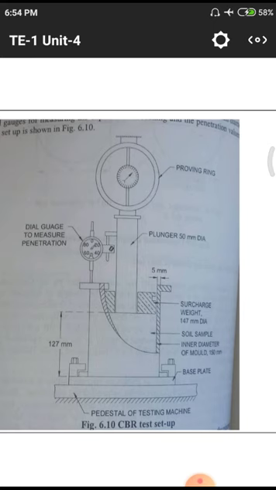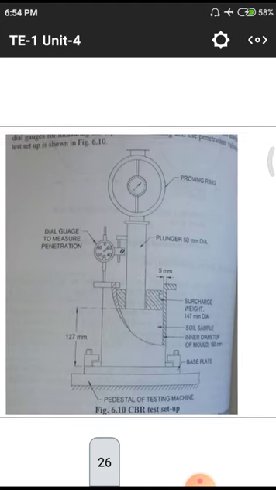After that we need to collect the values as the load is increasing. After each increment of load, what is the value in the dial gauges and what is the penetration of the particular soil, all those things we need to measure. Simply the increment of load and penetration values, those two things we need to collect on the soil strata.